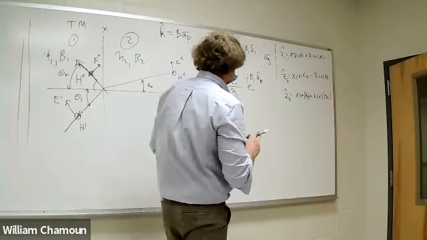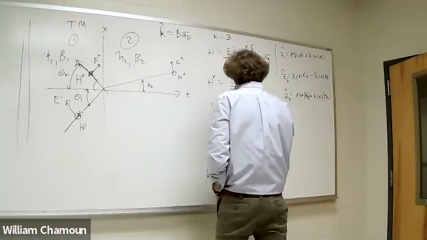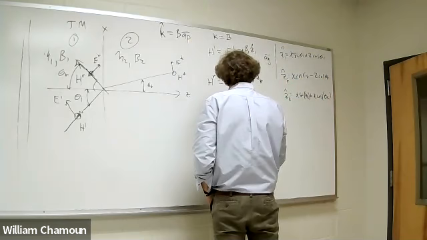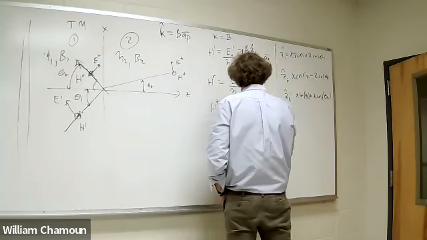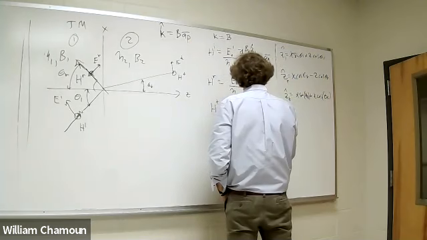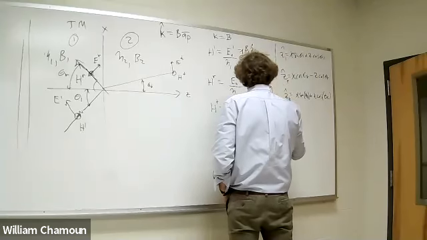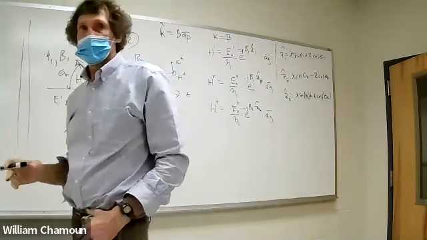This is H incident, H reflected, and H transmitted will look like this. It'll be E naught transmitted over eta 2, e to the minus j, and now it's beta 2, and now it's z transmitted. And all these are in the a_y direction because this is the TM mode. Are you all following me on that, class?